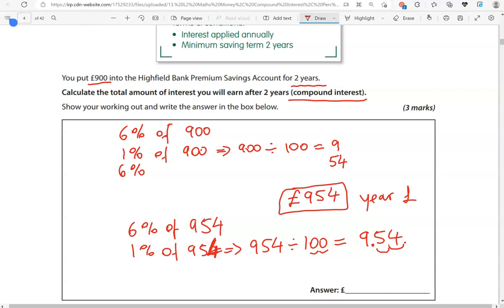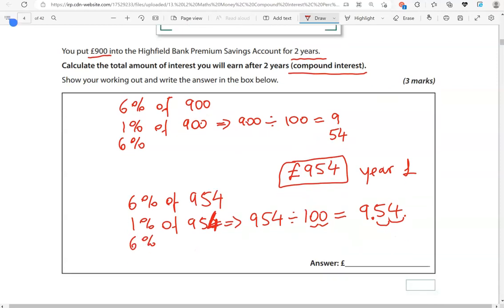So £9.54 is equal to 1%. What about 6%? That will be 6 times that. So we'll multiply this by 6. 6 times 4, that is 24, so 4 down, 2 carried over. 6 times 5, that is 30, and the 2, that makes 32. So 2 down and 3 carried over. 6 times 9, that is 54, and the 3, that is 57.